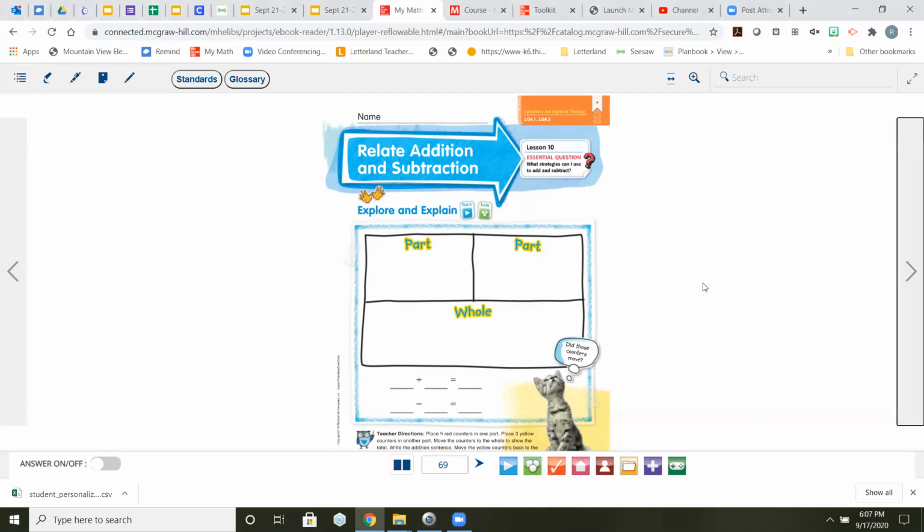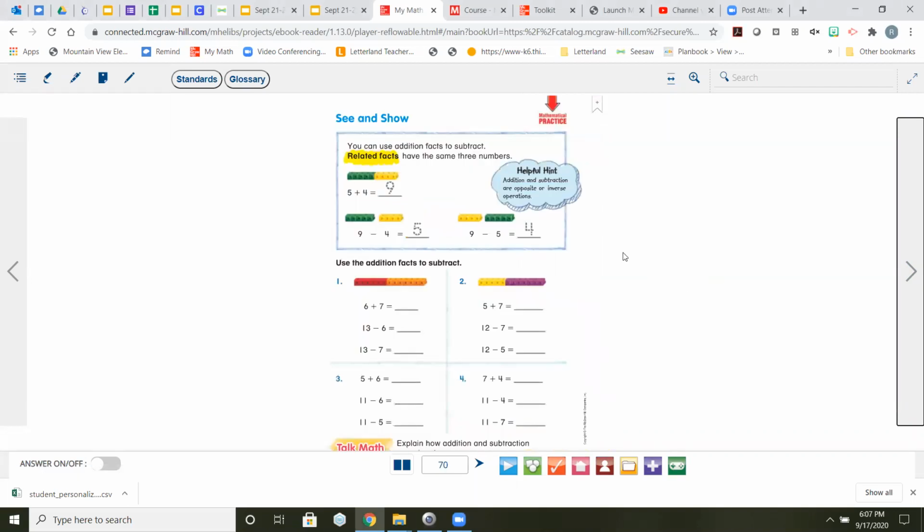I'm going to jump over to the next page, and we're going to read our See and Show, and then I'll discuss how we're going to use that part-whole math. So let's read what we have here. It says you can use addition facts to subtract. Related facts have the same three numbers. It's key, same three numbers. We always use the same three numbers in addition facts for the related facts.